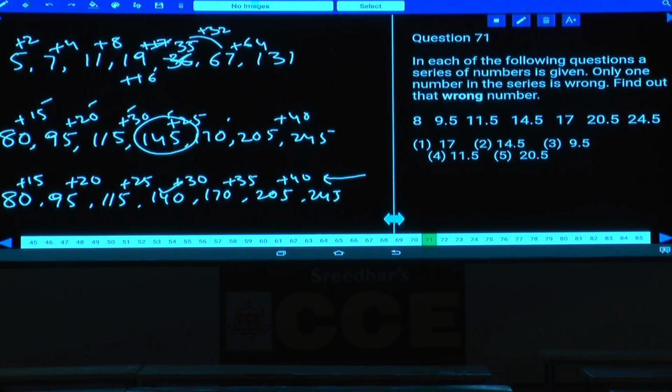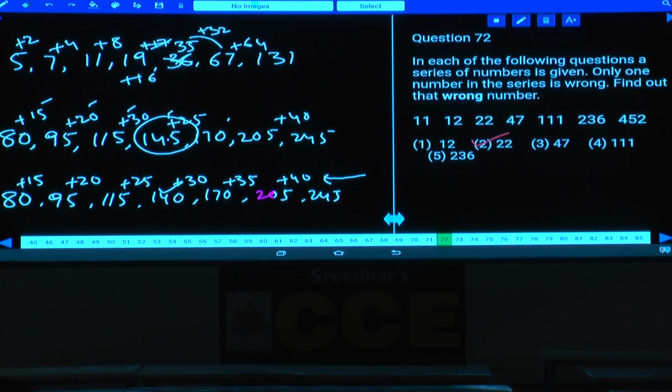Now as we have multiplied each of these numbers by 10, we should divide this 145 by 10. Hence 14.5, choice 2. Now question number 71, choice 2 is the answer. Then 72. Now tell me what is the answer here.